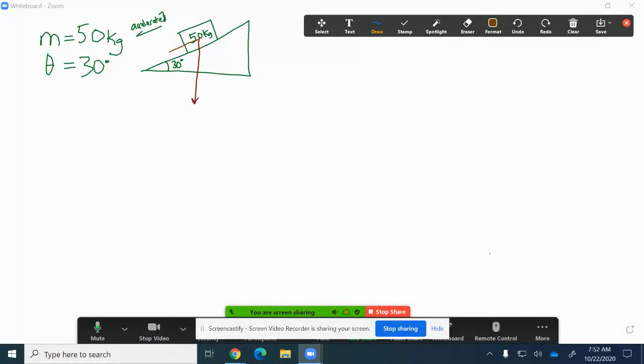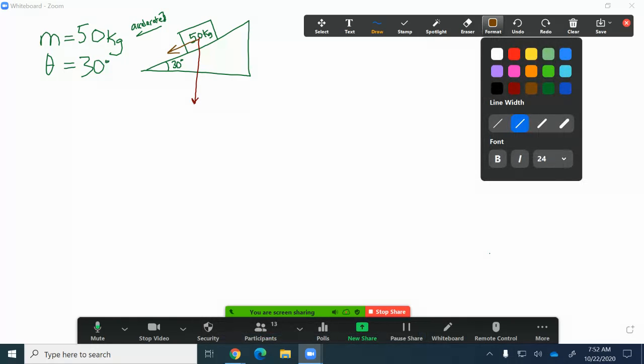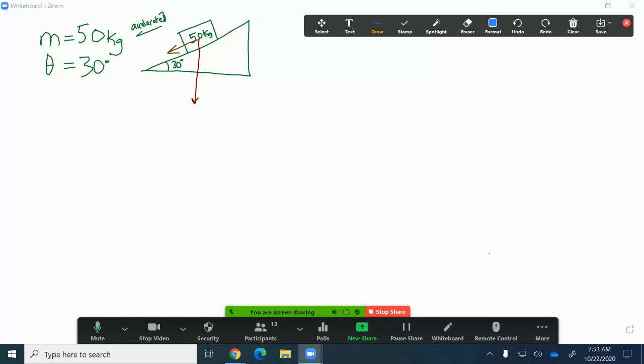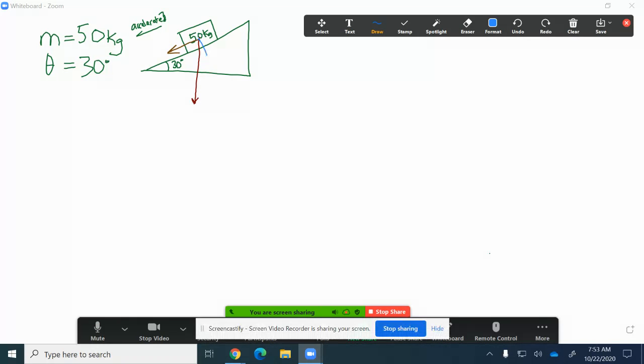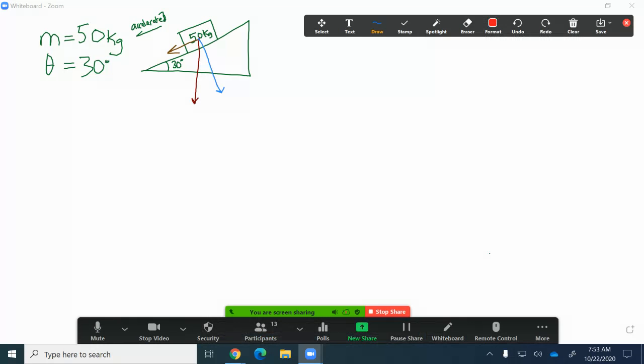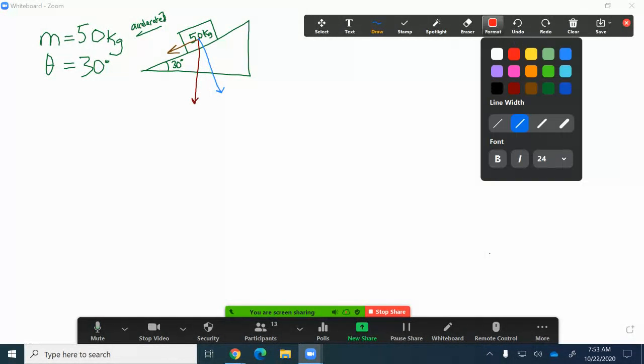Part of that gravity is going to be used to push that down the hill, right? And then part of that gravity is going to be used to push this into the surface of the ramp, right? And then the equal and opposite reaction to that is going to be the normal force. So then the thing we need to figure out, we need to break those two up.